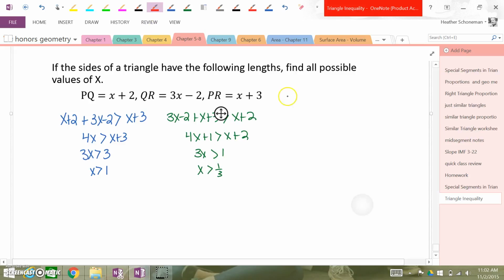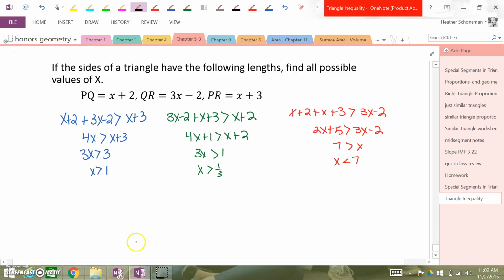Last situation. First and last greater than the middle. So we have x plus 2 plus x plus 3 greater than 3x minus 2. We get 2x plus 5 greater than 3x minus 2. Subtract 2x and get x. Add 2 and get 7. We can't leave our answer like that. X has got to be on the left. We get x is less than 7 and we flip it.